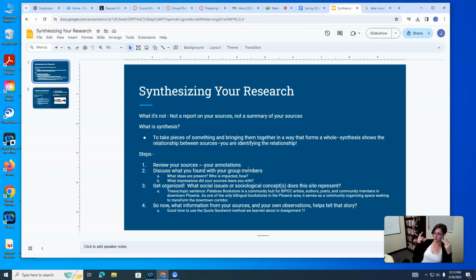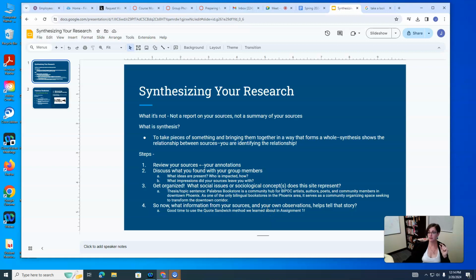Sometimes a useful tool here is to think about what questions do my sources bring up for me? And then how do my other sources help me answer that question? That can really help you think through how to write up your rough draft, okay? So you are also looking to think about what sociological concepts are present, right?